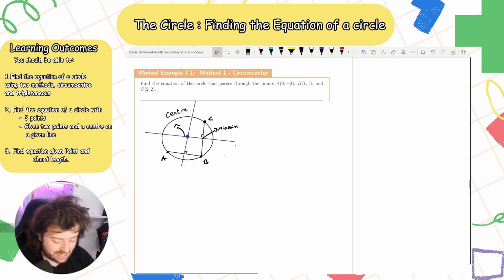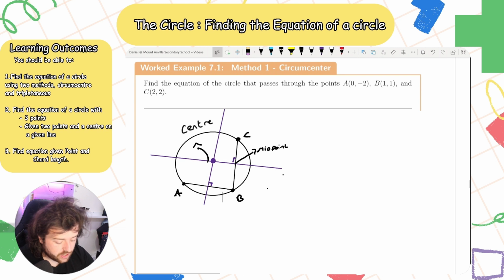Let's look at this example. Find the equation of the circle that passes through the points (0, -2), (1, 1), and (2, 2). It's very important when we're trying to find the equation of a circle that we draw a sketch of what's happening. I just drew a sketch here. I don't know if this is exactly what it looks like, but it's a sketch to help me look. I need to find the equations of these two purple lines, which are the perpendicular bisectors. Let's find the perpendicular bisector of AB first.